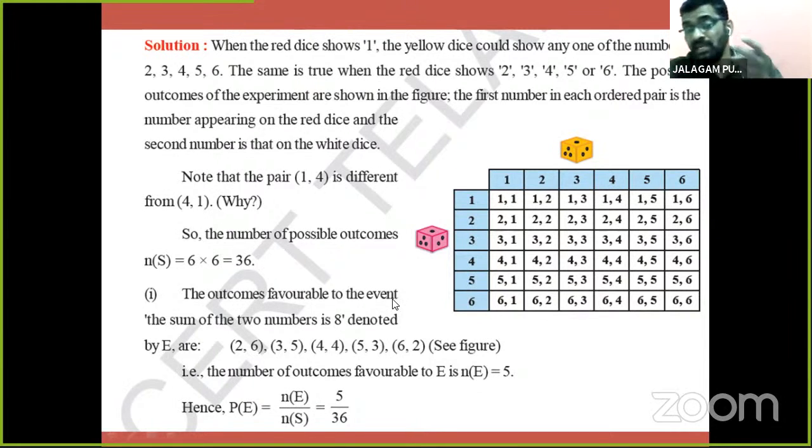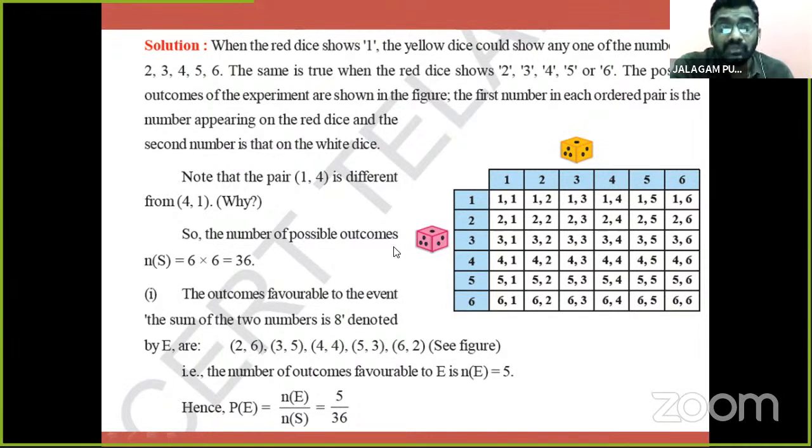Why? Because if we toss 2 coins, there are 4 possible outcomes. Here we take 2 dice. The possible outcomes are how many? 36. So note that the pair 1, 4 is different from 4, 1. For 1, 4, 1 means red and 4 means yellow. For 4, 1, 4 means red and 1 means yellow. That's why they are different.